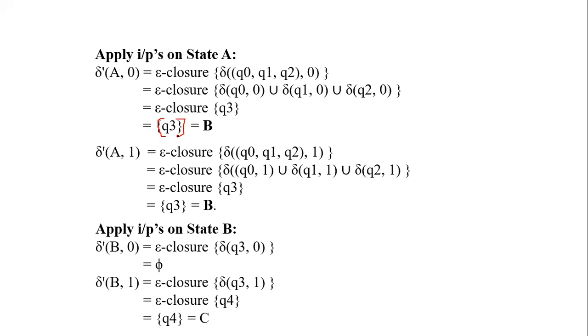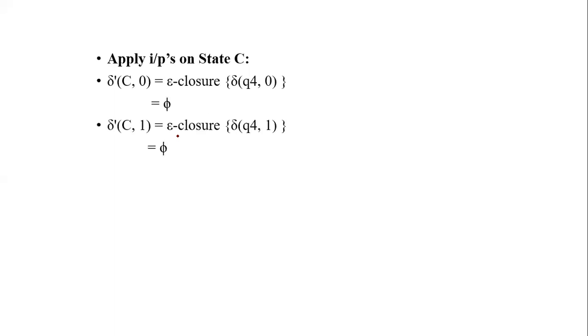Then again for the C state, we have to do the same transition. What is the value of C comma 0? Null. C comma 1? Null. Okay, fine. Thank you so much for your response. So for the state C, we have to find the transition of C comma 0 and C comma 1. Finally, no new state is added, so we can stop here.